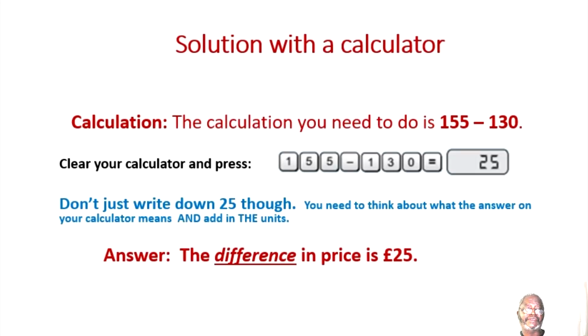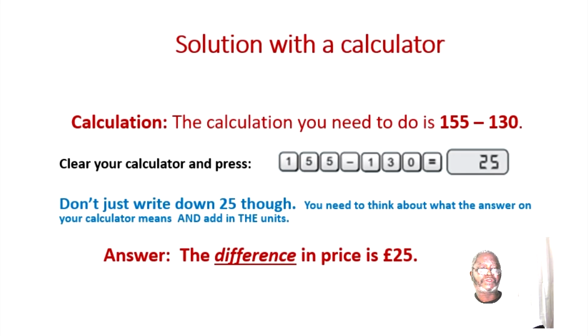Okay, solution. Look at the keys there. Make sure your calculator is clear. It should be showing 0. And then 155, then press minus, 130, equals. You press enter, then you'll have 25.